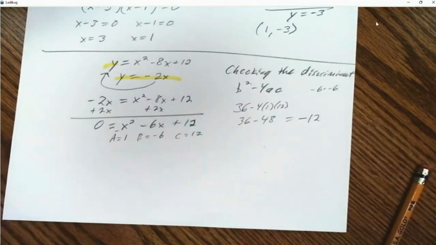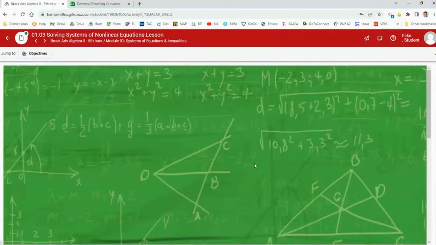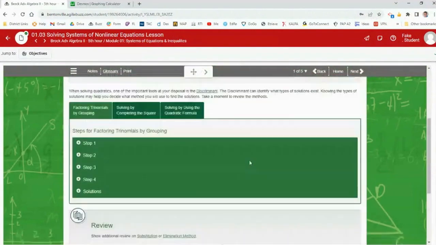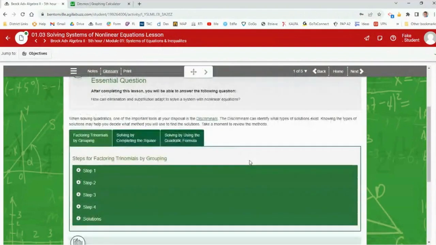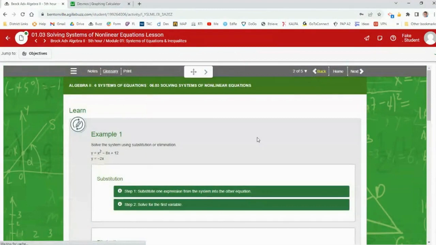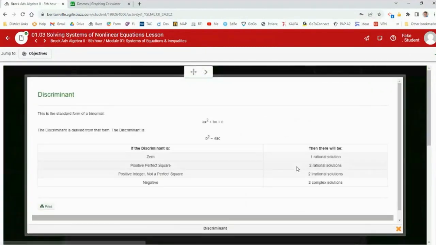So if you remember when we looked at that back on page 1, when they talk about using the discriminant to check, where did they show the discriminant? Was it at the top of this page? No. It was back here. I got to click the link. Discriminant.